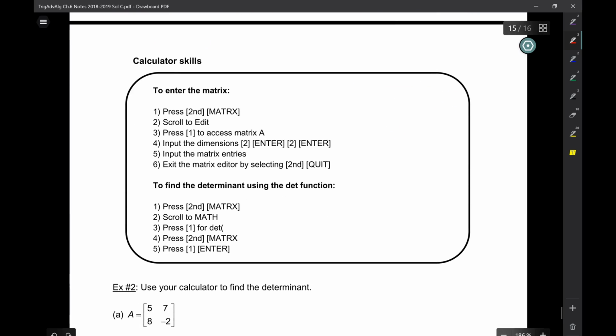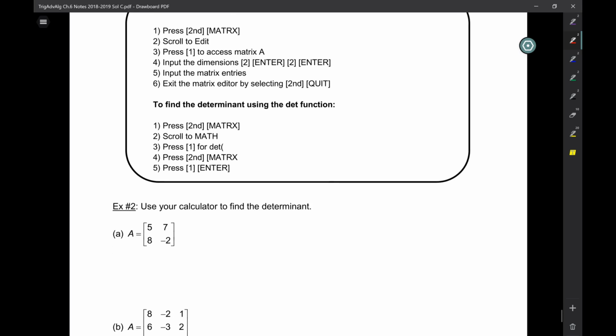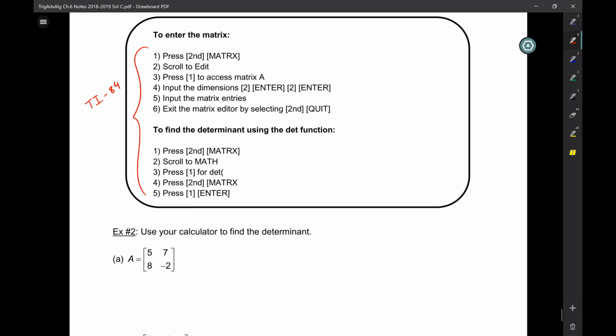Okay. So I messed up. I confused you guys with my other class, and I thought you guys still had the TI-84s, so I left this here. So these directions go for TI-84 and under, but for the TI-Inspire, I'll show you how to do it on the TI-Inspire.